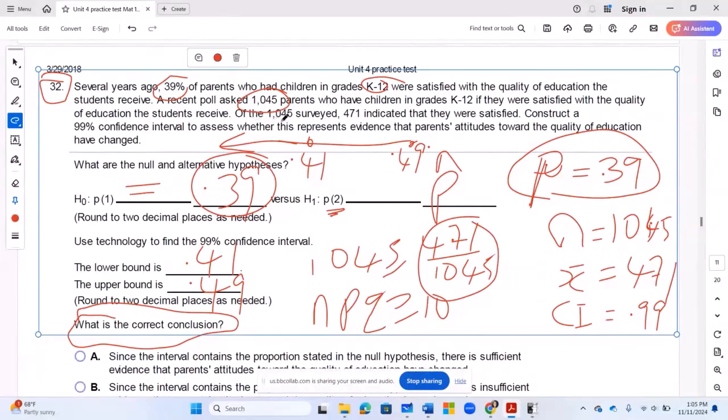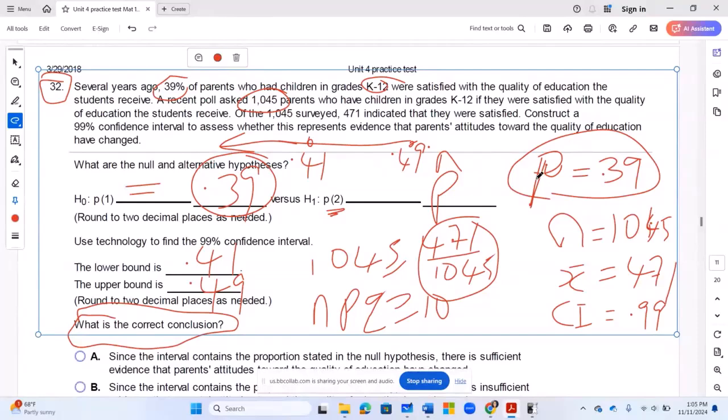All right, so this is the hypothesis. If I have 1,045 parents surveyed, and 471 of them indicated that they were satisfied. Construct a 99% confidence interval to assess whether this represents evidence that parents' attitude towards the quality of education has changed.